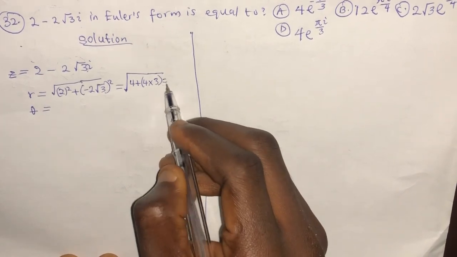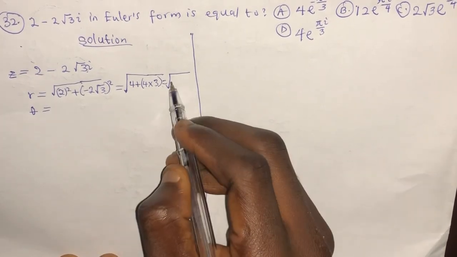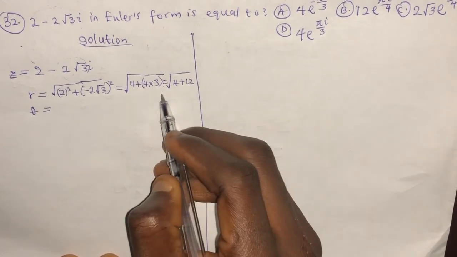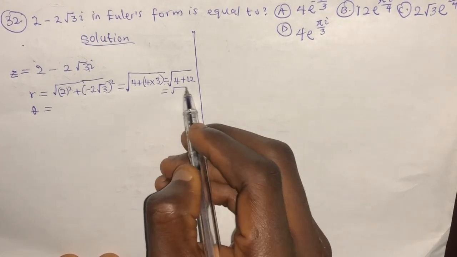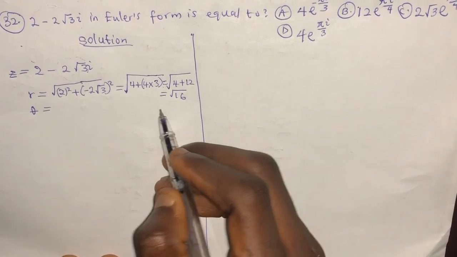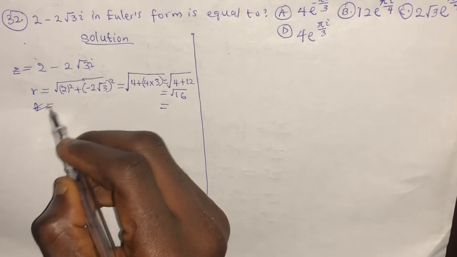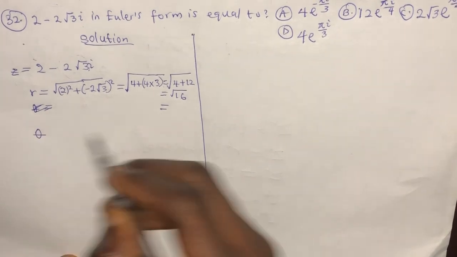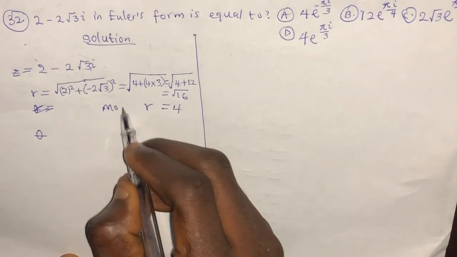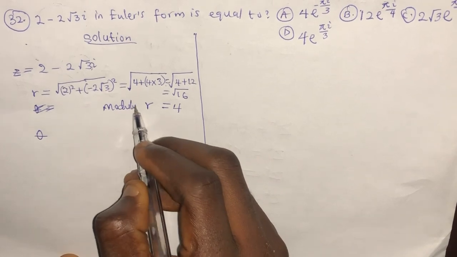So that implies that this is the square root of 4 plus 4 times 3, which is 12. And that is actually the square root of 16. And the square root of 16 is 4. So our modulus is equal to 4.